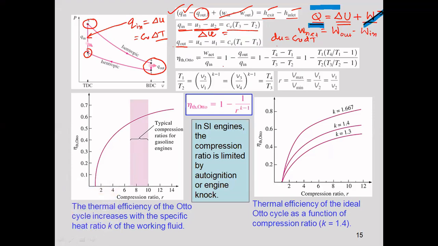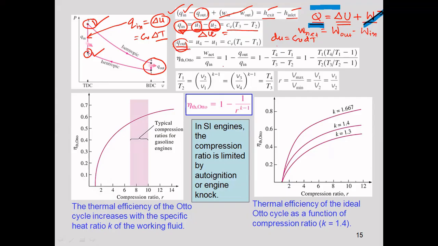If I write Q out, just like Q in. What is Q in? Q in is U3 minus U2. What is U3? U3 is the final state, U2 is the initial state. So that is delta U, which means final minus initial. So that will give us U3 minus U2.